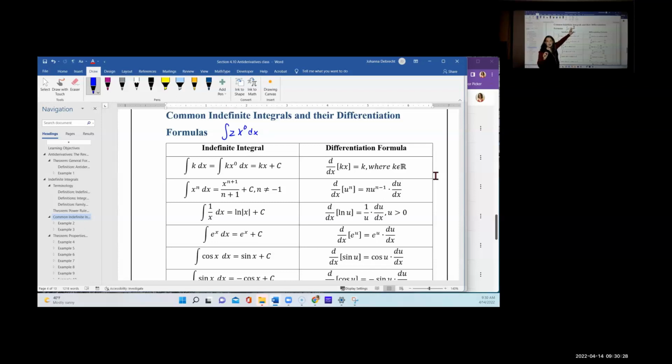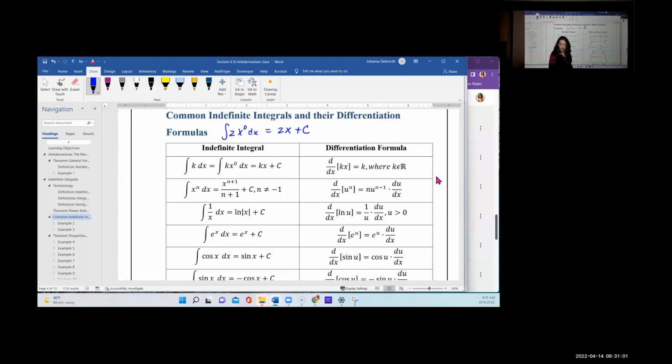Anything to the 0th power is 1, except 0. 0 to the 0 is indeterminate. Thou shalt not divide by 0, and the 0th power represents dividing the base by itself. So I can represent this as 2x to the 0th power because this represents a 1. And then I can apply the power rule. Add 1 to the power and divide by 1. And so this will give me 2x to the first plus a constant.